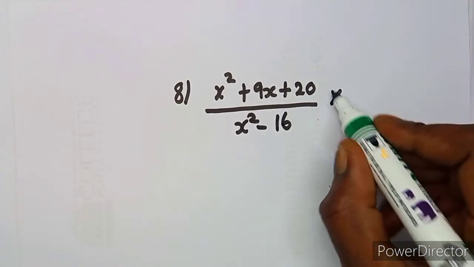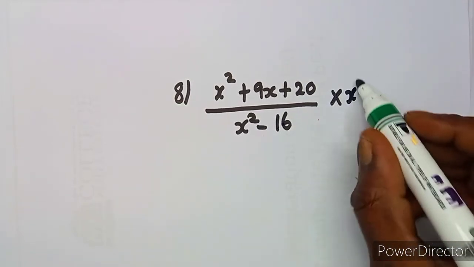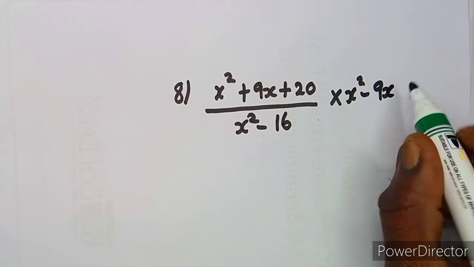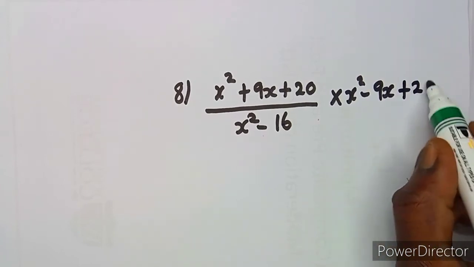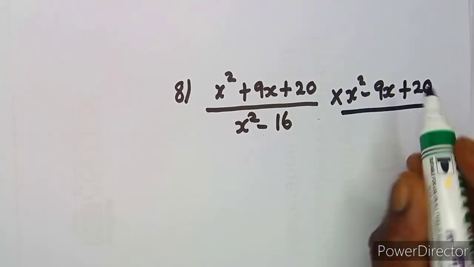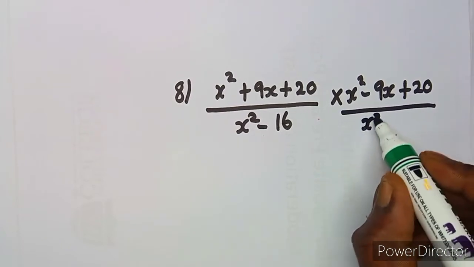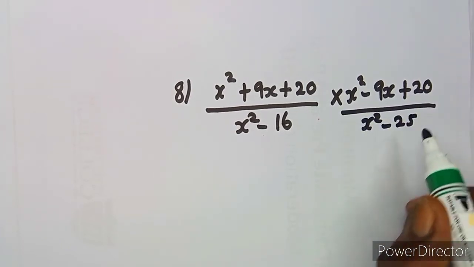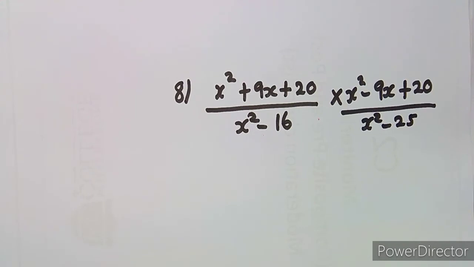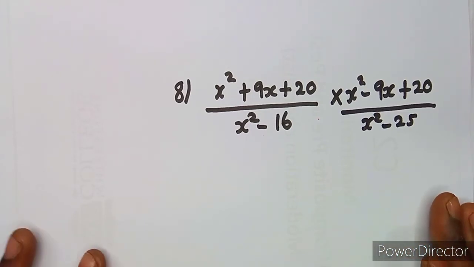Okay, that is times x squared minus 9x plus 20, like this. Everything over x squared minus 25, like this. So this is how they can ask these questions like that. Okay, so what are you going to do in such a condition like this one? All right.